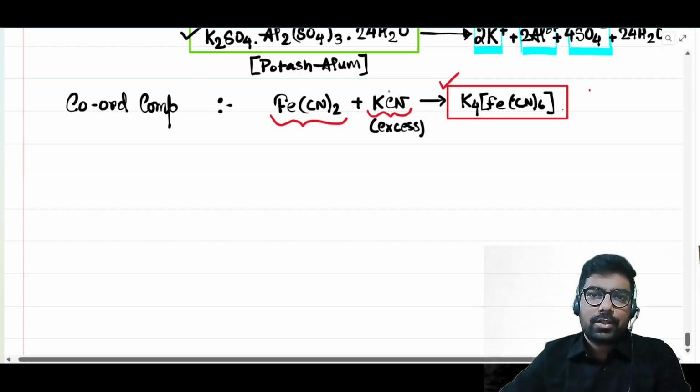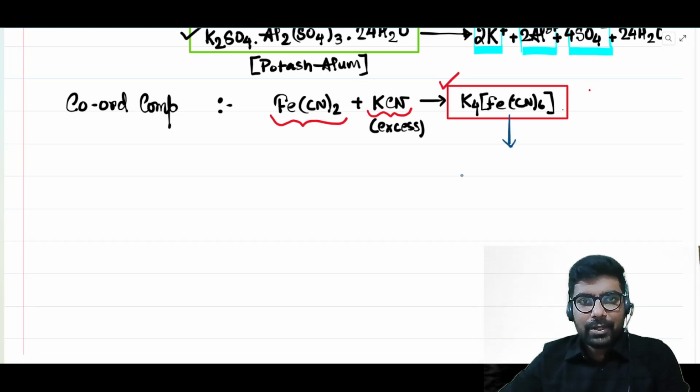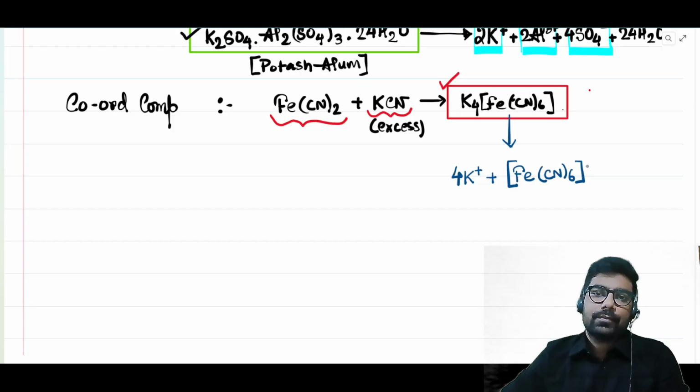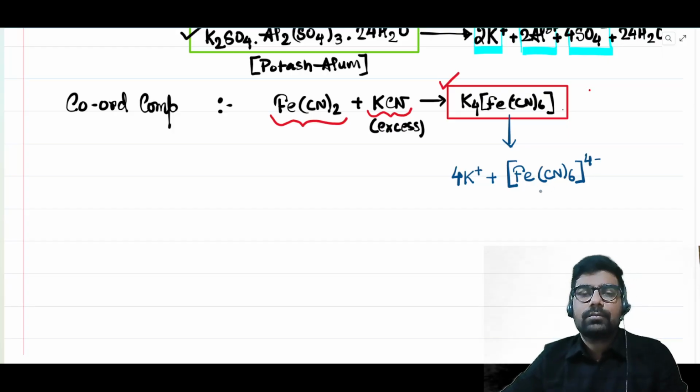Now what happens in a coordination compound? When a coordination compound breaks in water, it breaks down into 4K+ and we will have this entire group Fe(CN)6 as a group.